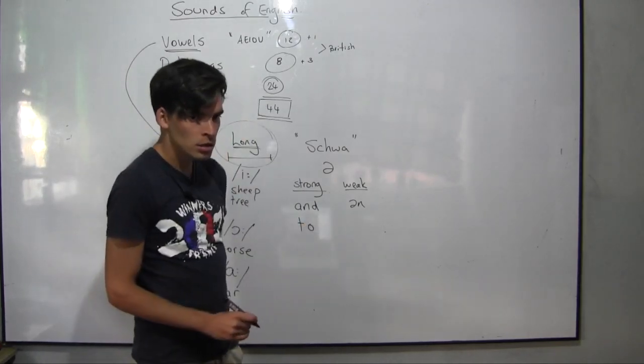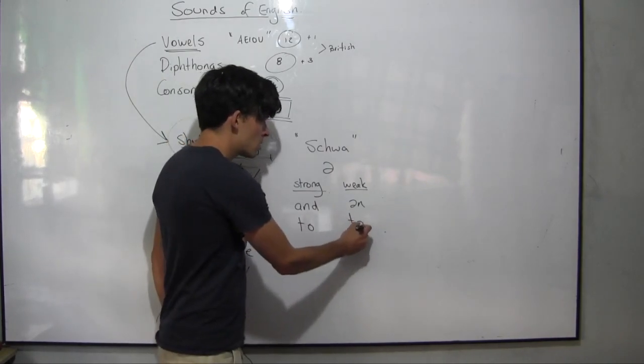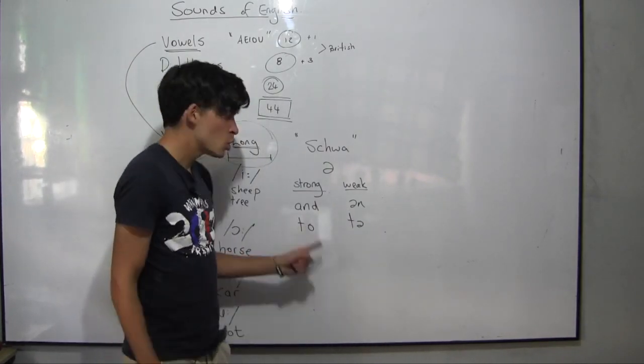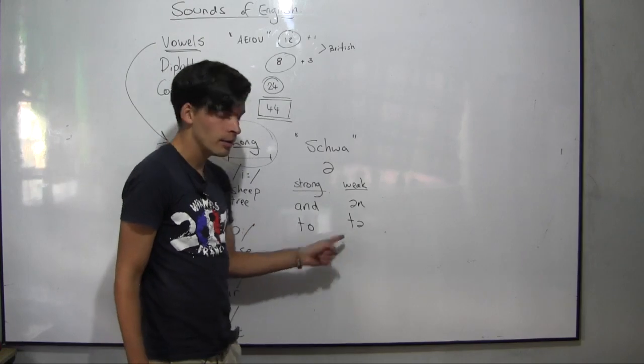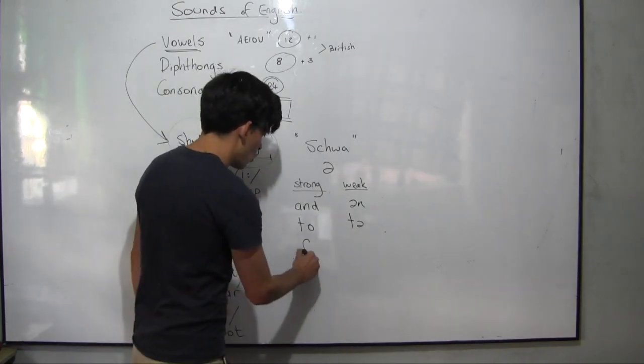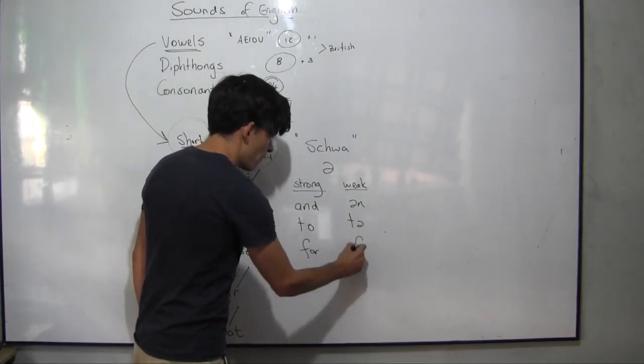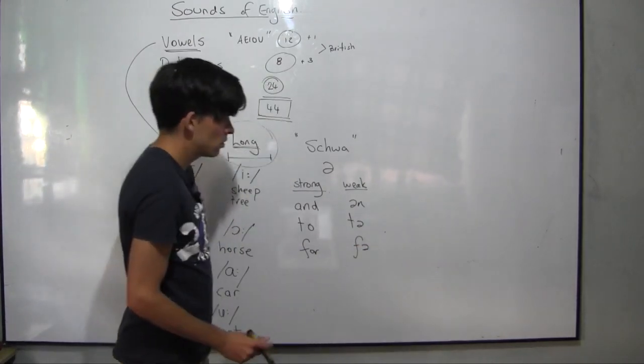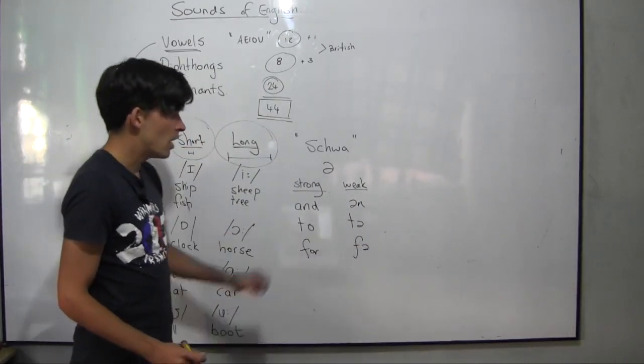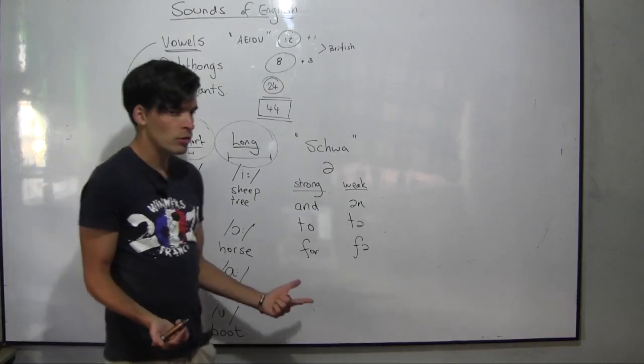We got another one. "To", "ta". "For", "fa". So let's have an example, right?